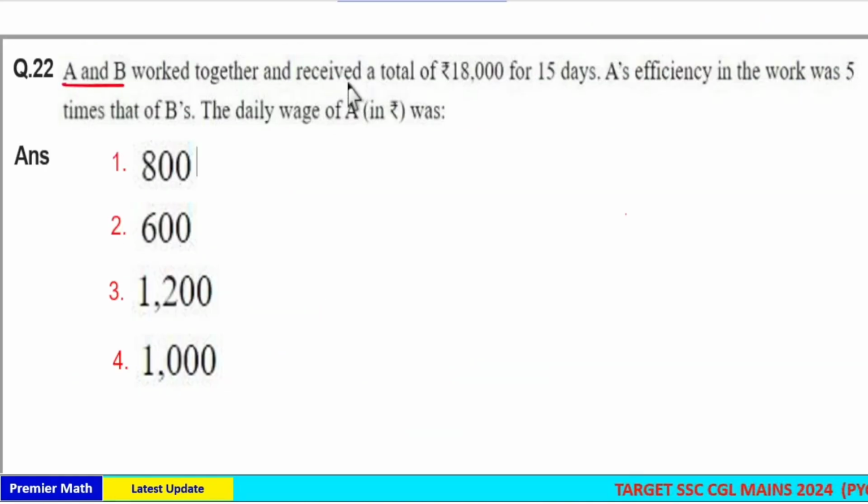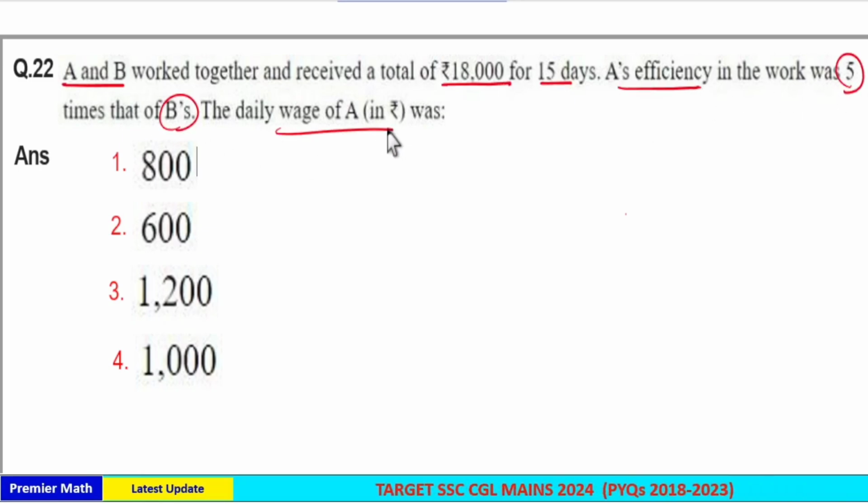A and B together received a total of 18,000 for 15 days. A's efficiency in the work was 5 times that of B's. The daily wage of A was. Here A and B together received 18,000 for 15 days. For 1 day, A and B together received: 15 goes 1 time in 18, 2 times in 30, so 1200 for 1 day.